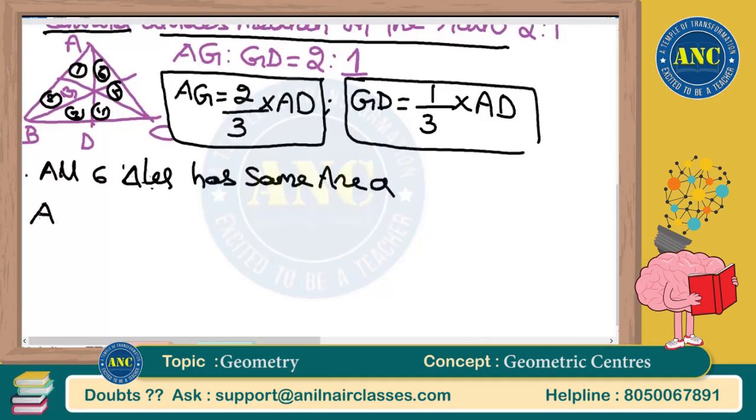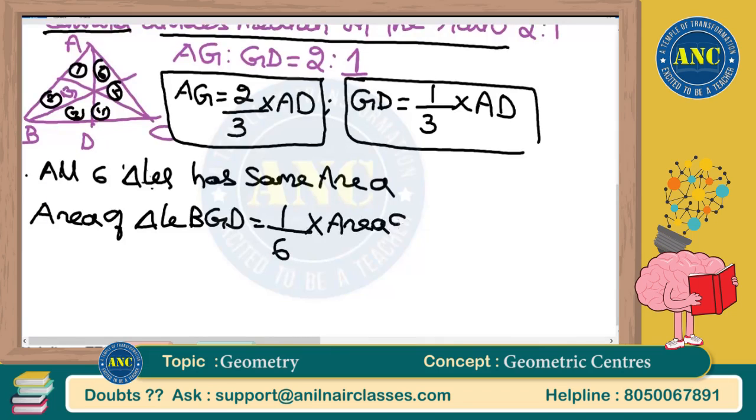So area of triangle BGD is nothing but 1/6 of area of triangle ABC. All 6 triangles will have the same area.